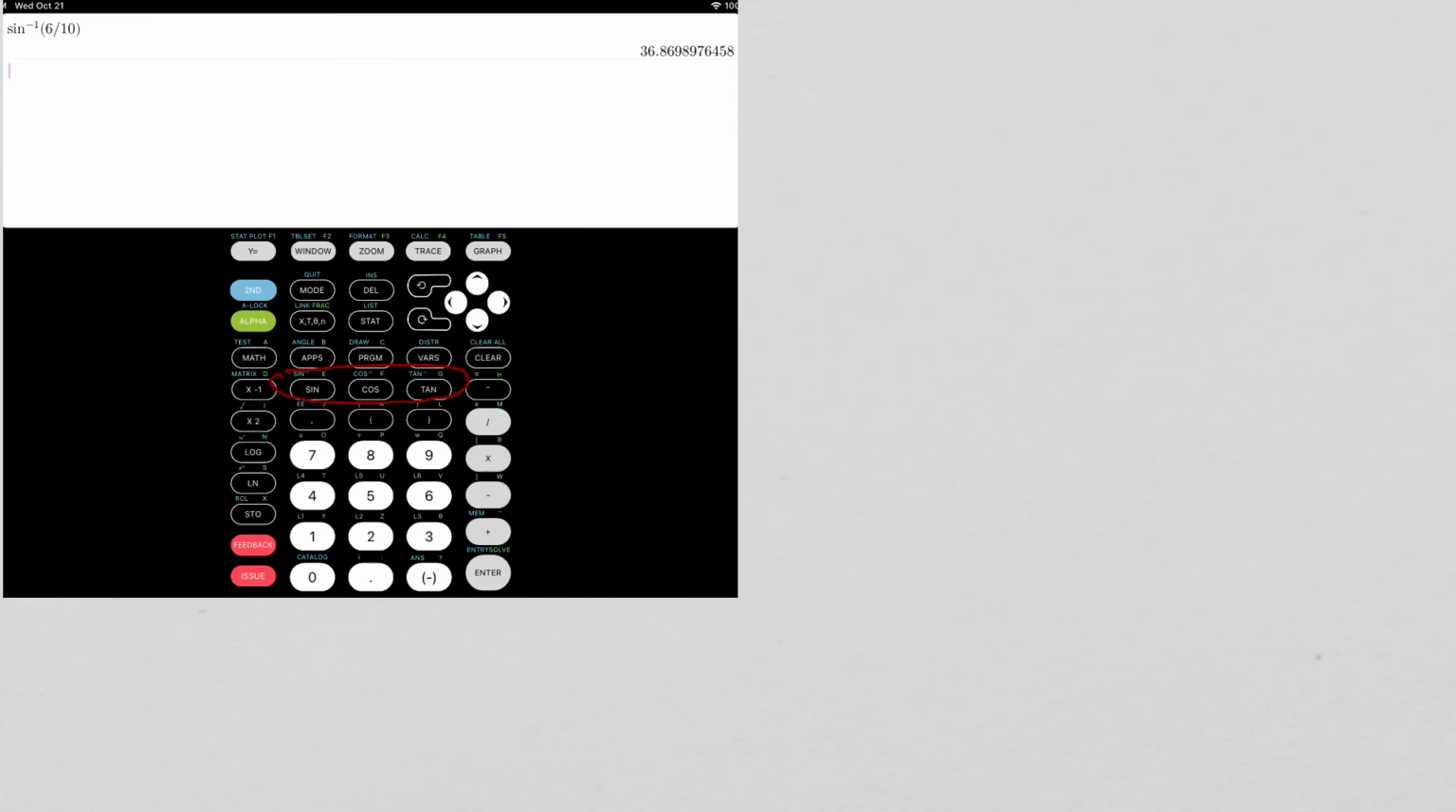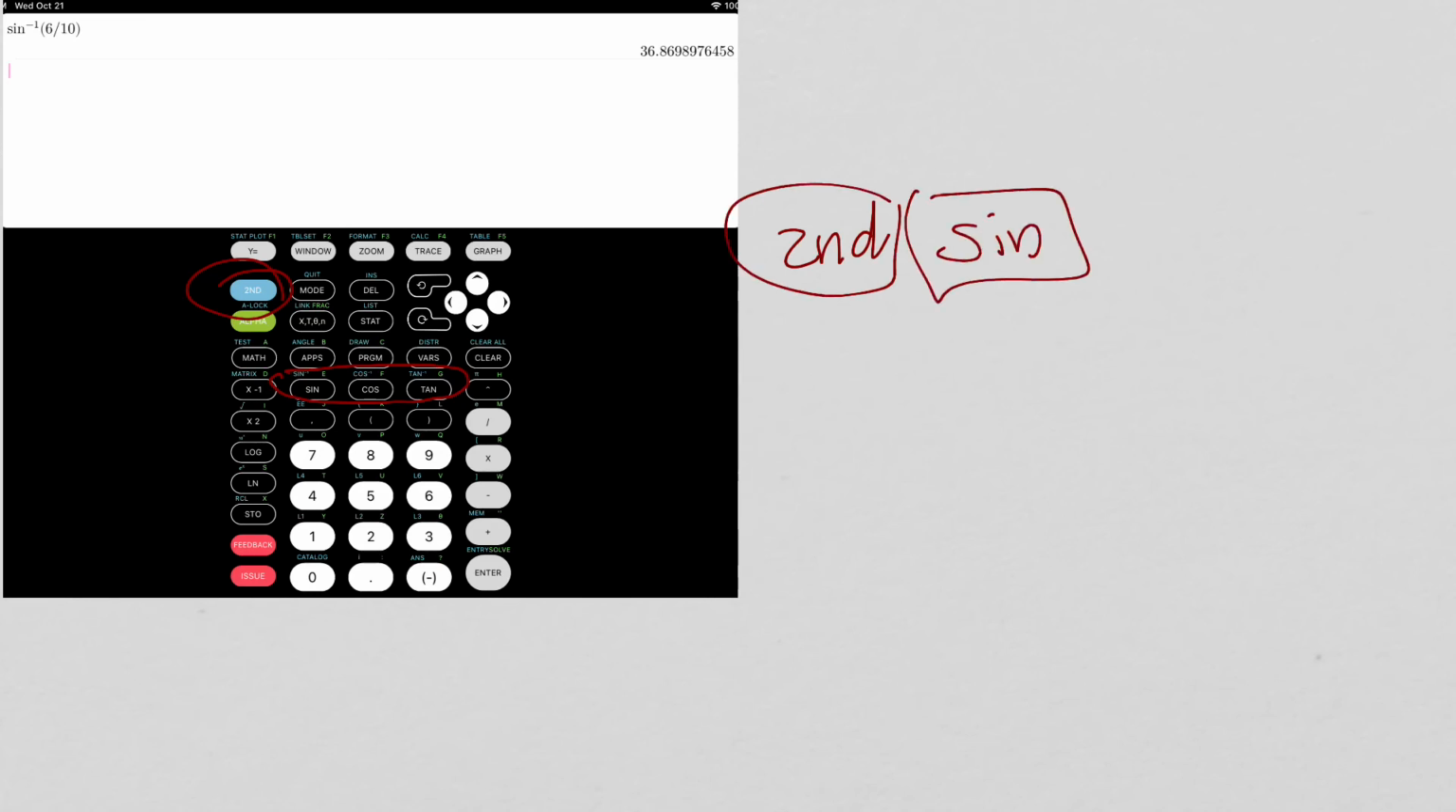Well, to get that thing above those three buttons, I must first press second and then that function. Here I'm using sine, right? So I must press second sine, then this lovely thing will come up, sine to the -1. So go ahead and try that. And then you put in 6 divided by 10, and we get the same answer of 37.